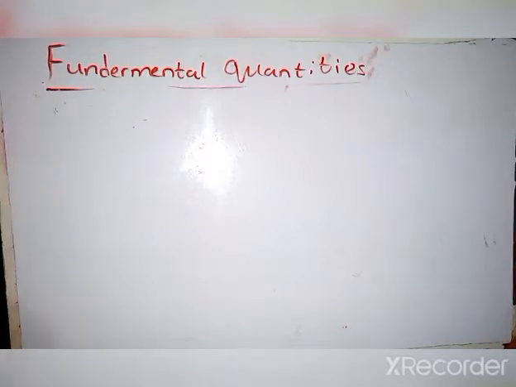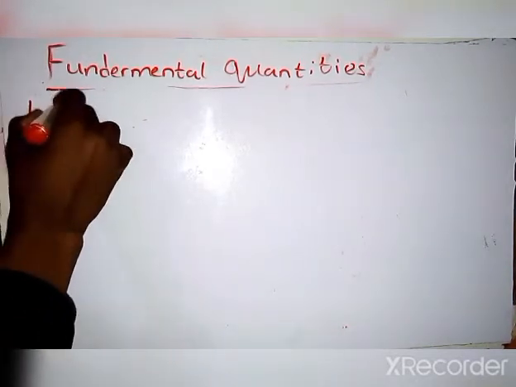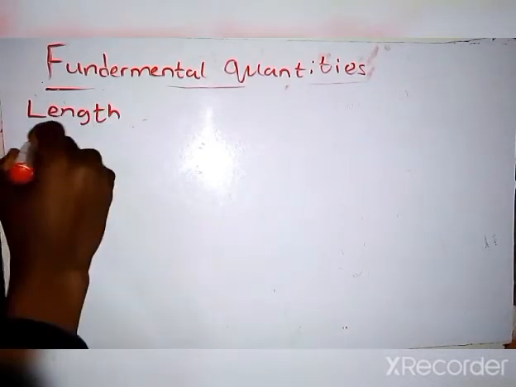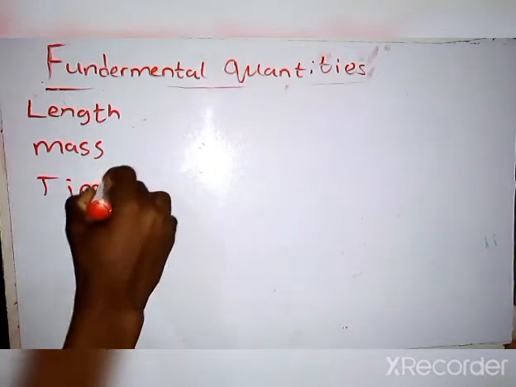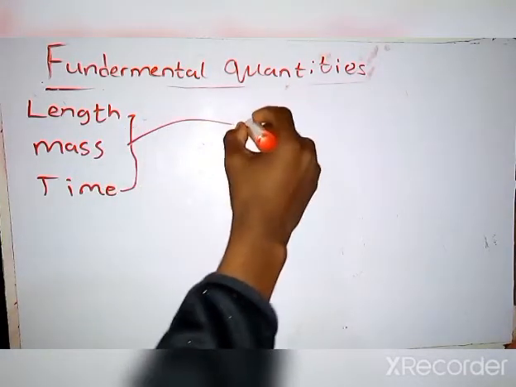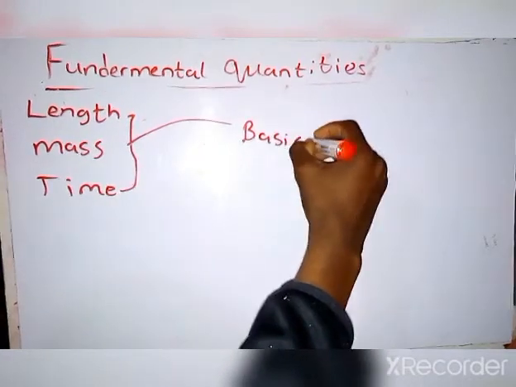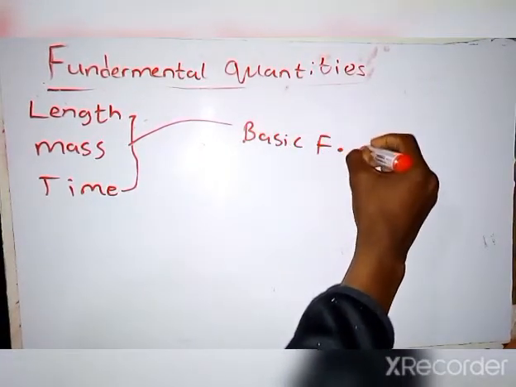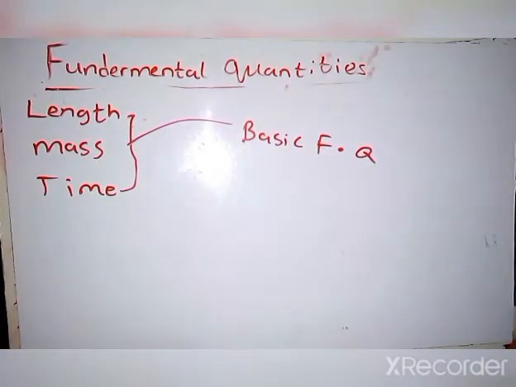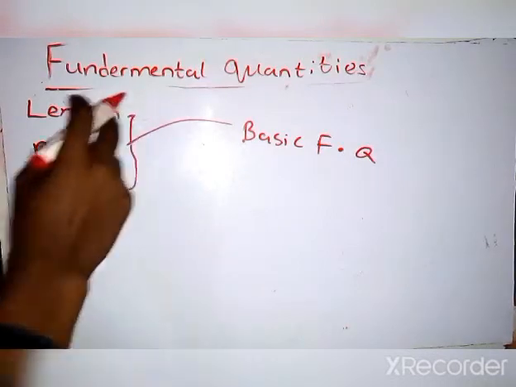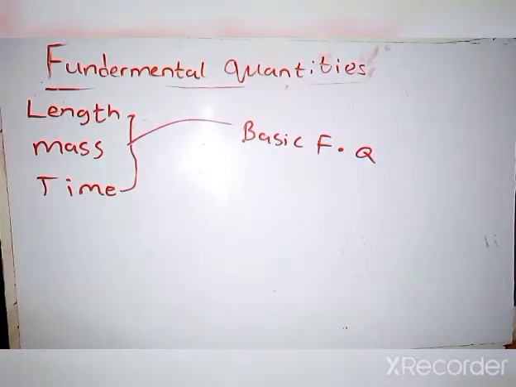The first three fundamental quantities, the length, mass, and time, are the basic fundamental quantities. So when we get to dimension, we use the dimension of this length, this mass, and time. We use it in the dimension of derived quantities.